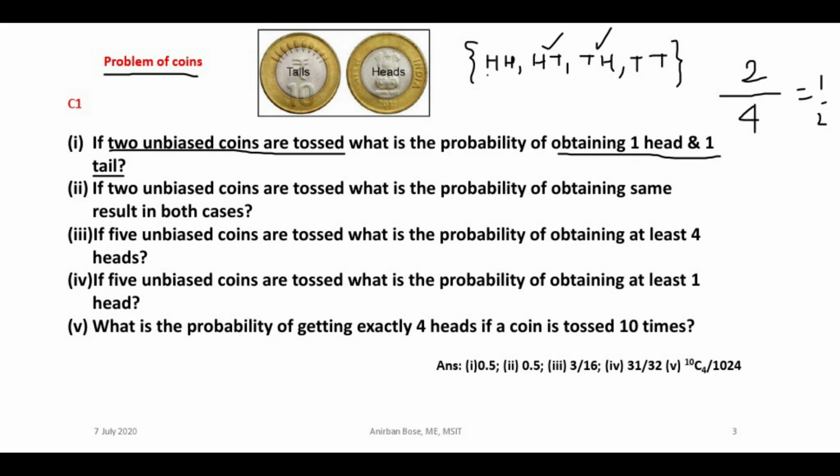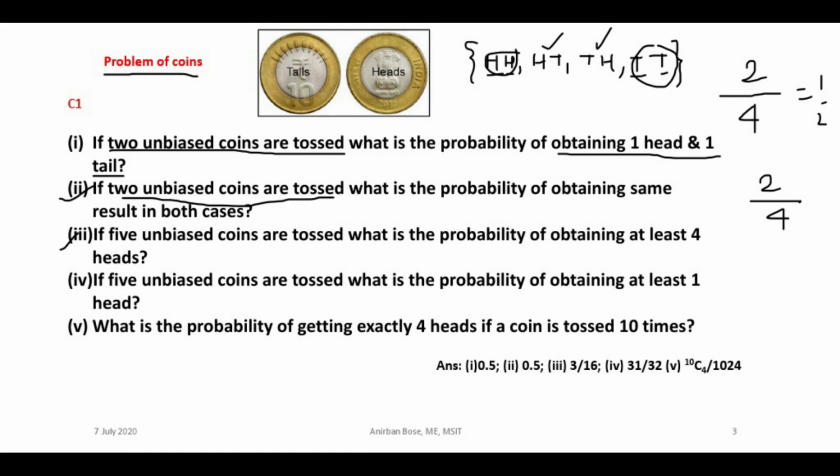Okay. Now coming to the second. If two unbiased coins are tossed, what is the probability of obtaining the same result in both cases? What is the meaning of the same result in both cases? That means both are head or both are tail. So how many such favorable cases are there corresponding to problem number 2? This is one case and this is one case. So 2. Our total number of cases is again 4 because the random experiment remains the same.